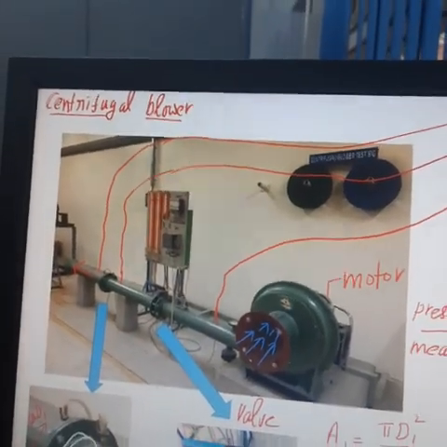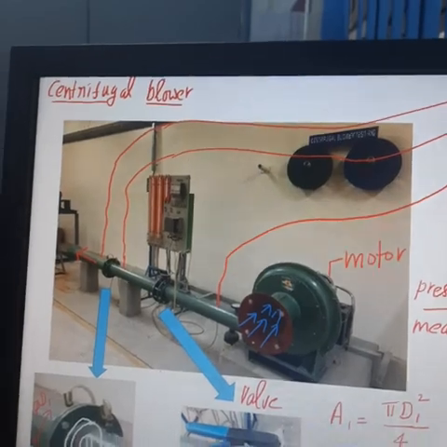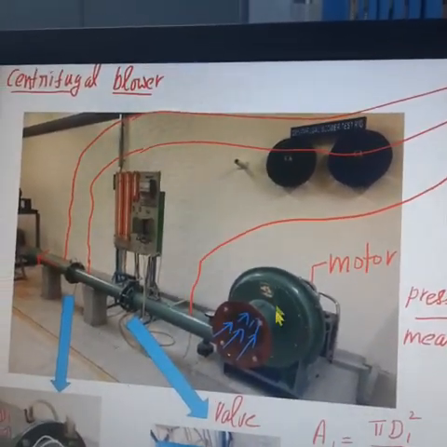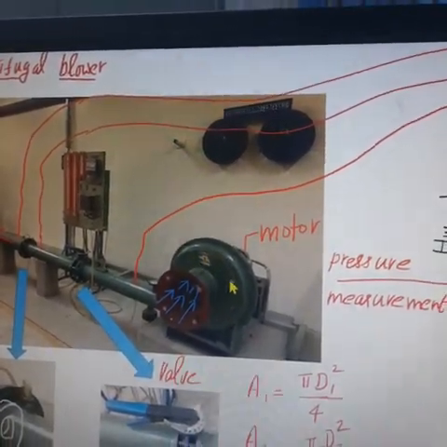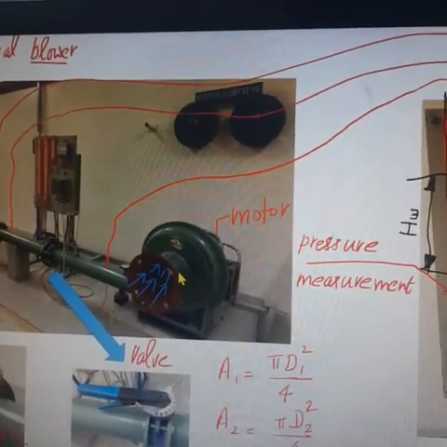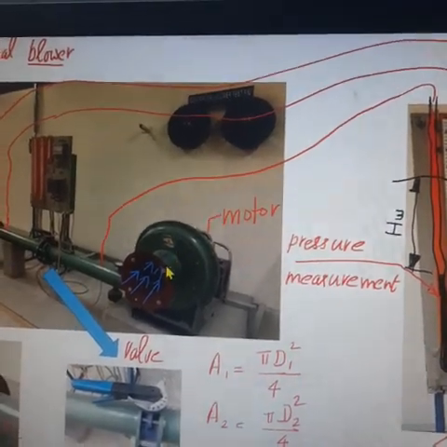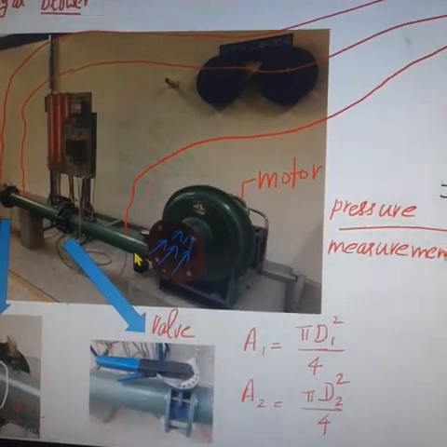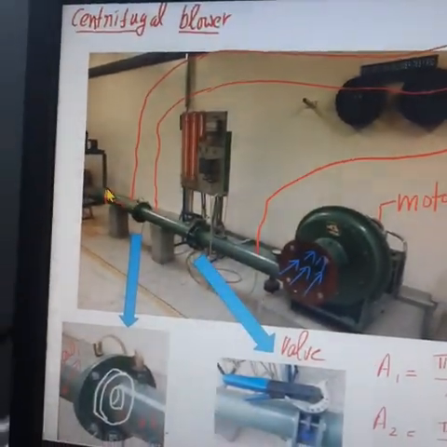Next, we are going to discuss how to find the efficiency of a centrifugal blower. This photograph shows a centrifugal blower setup. The blower is running inside the casing. The impeller is run by a motor and rotates inside the casing. When the impeller rotates, the air is sucked through this opening and delivered through this pipeline.